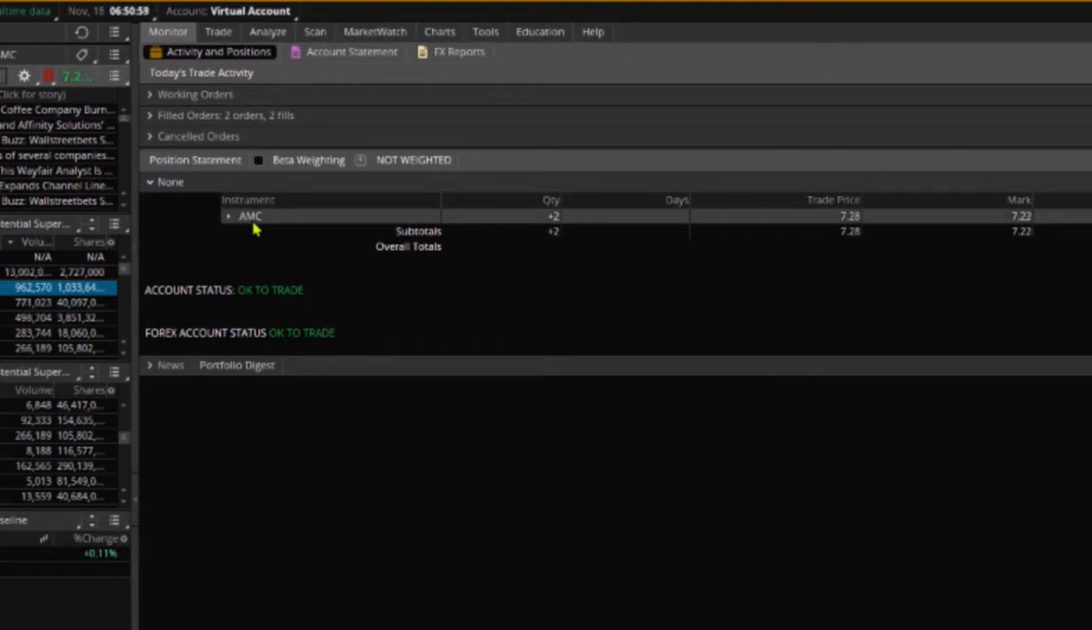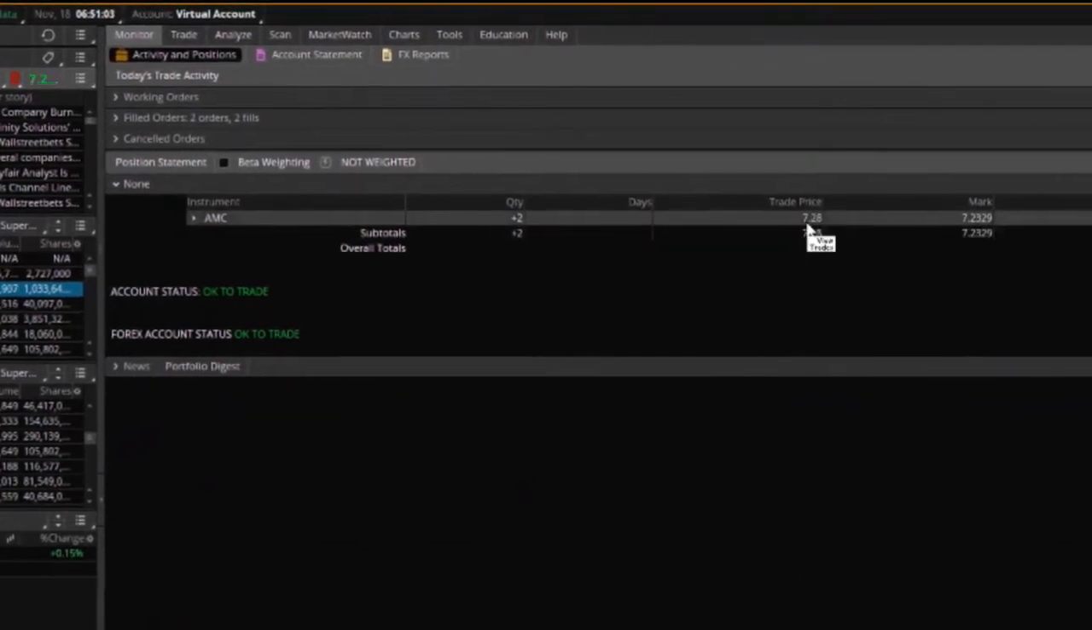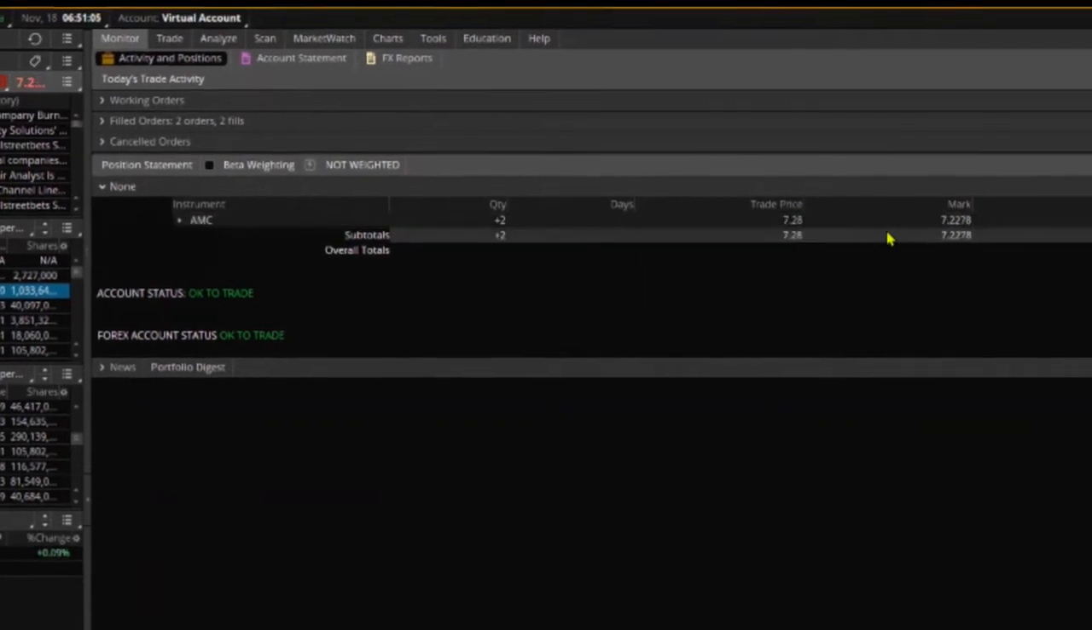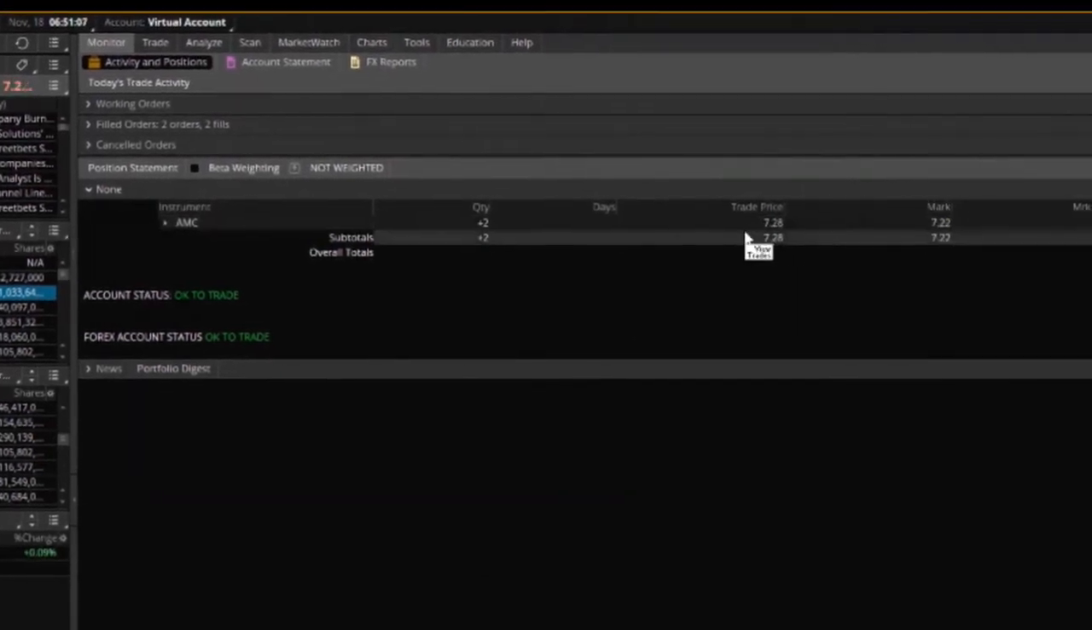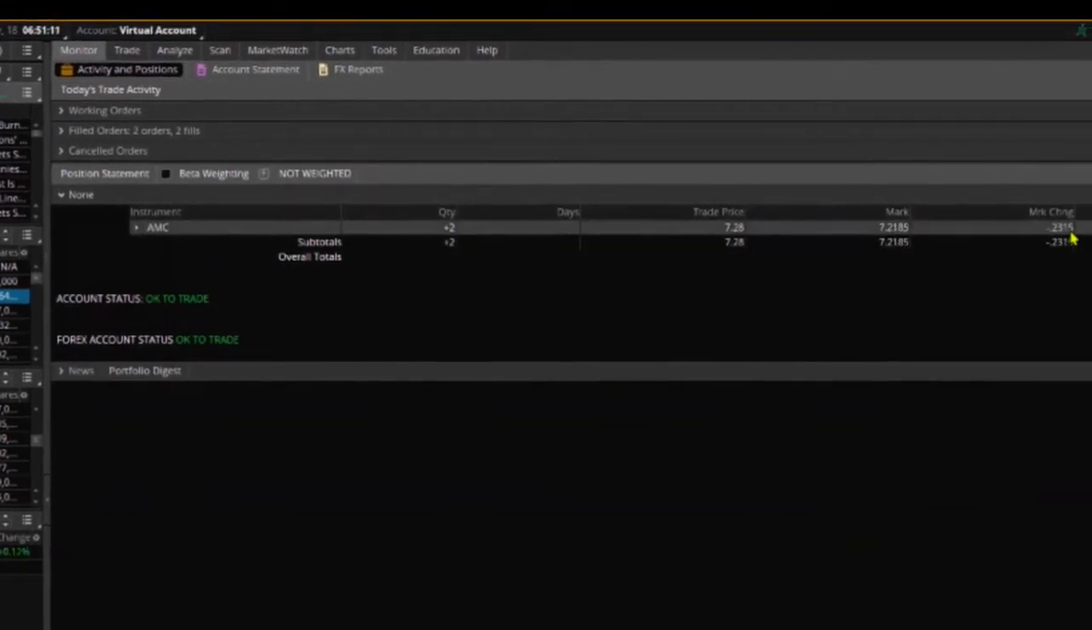You can see the symbol here. You can see how much you bought it for here. That is the trade price. You can see how much it's currently worth here. So in this case, we bought it at 728. It's at 720 right now. Okay, this is just simulated.